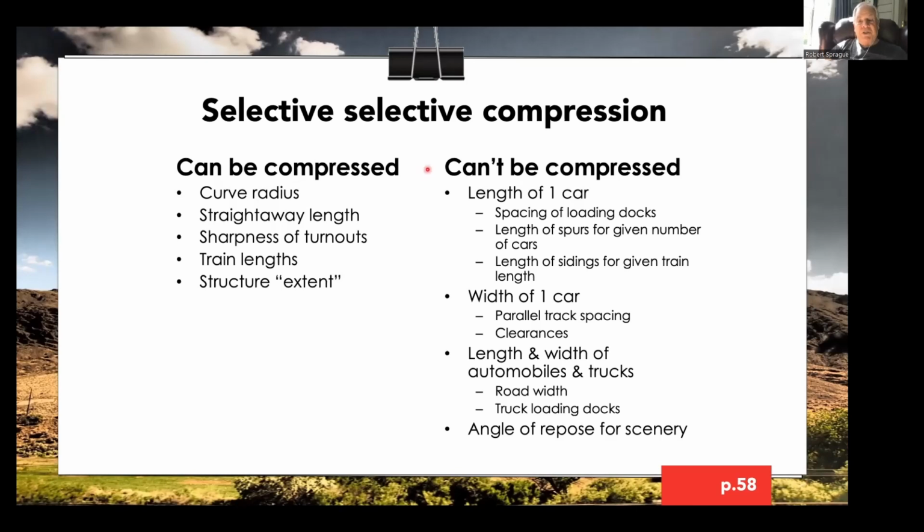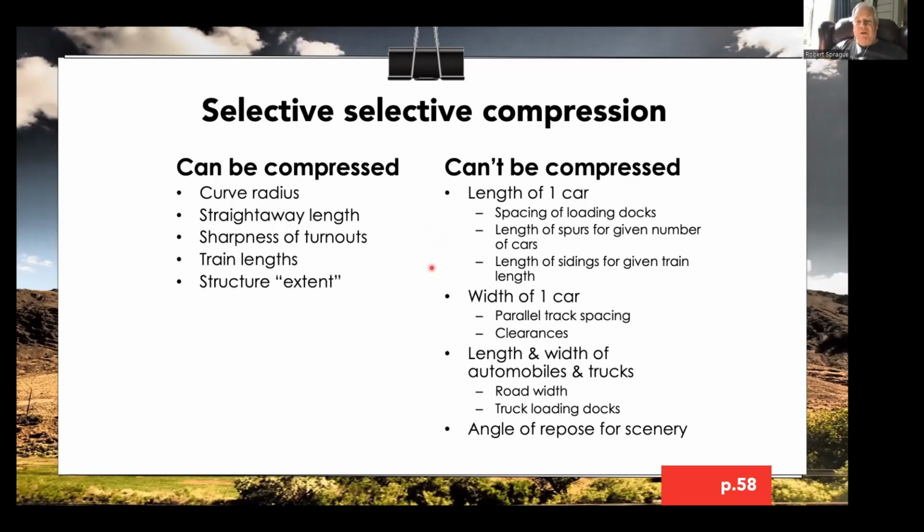But there are a set of things that can't be compressed on any railroad, on any model. The length of one car can't really be compressed. And that means, coincidentally, and I had to learn this the hard way, loading docks have to be spaced to the same degree that they would be in a prototype railroad. Otherwise, your cars aren't going to fit. Same with the spurs for any given number of cars. You can't make a spur shorter and expect to get the same number of cars that the prototype would get on them.